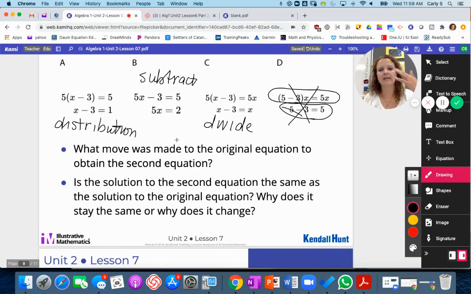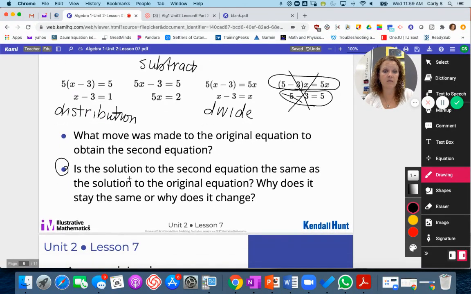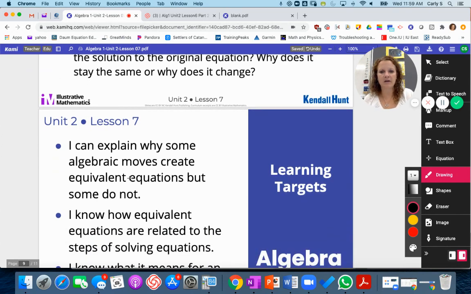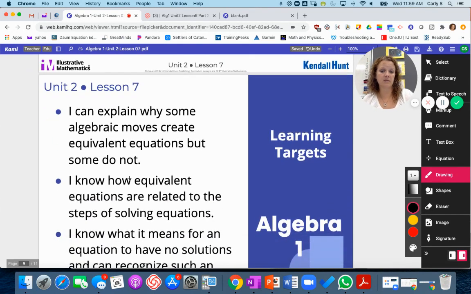So A, B, and C, I'm reading this bullet point: the second equation is the same as the first equation, and we've said why they changed. Distribution, we use subtraction, we use division. But D, that first equation is not equivalent to the second equation because it eliminates our variable. We don't want to eliminate the variable. So I can explain why some algebraic moves create equivalent equations, but some do not.